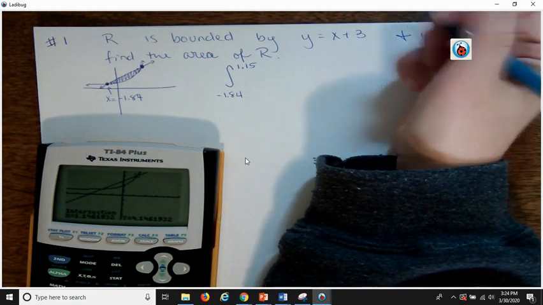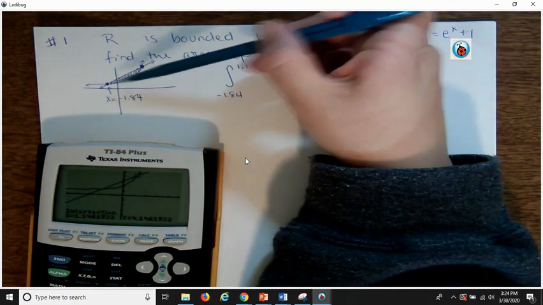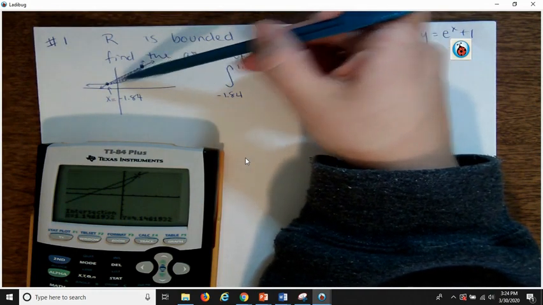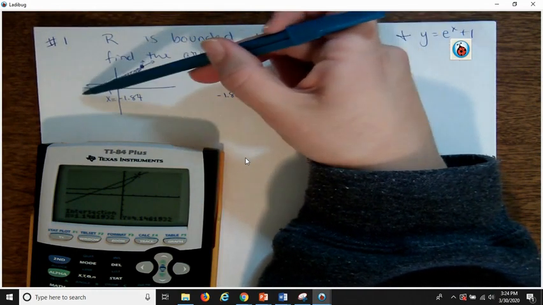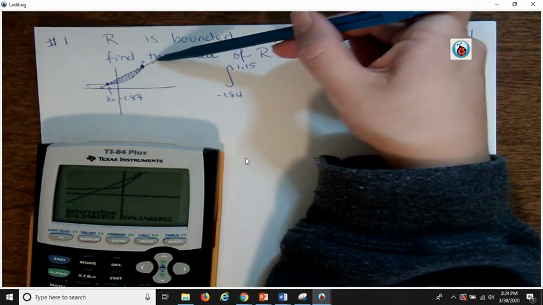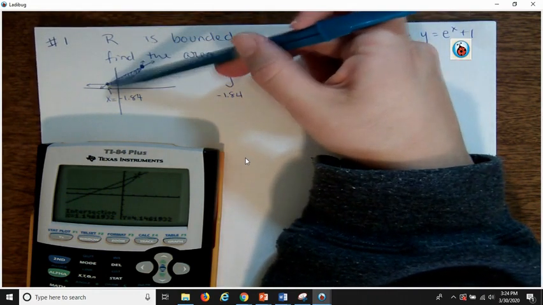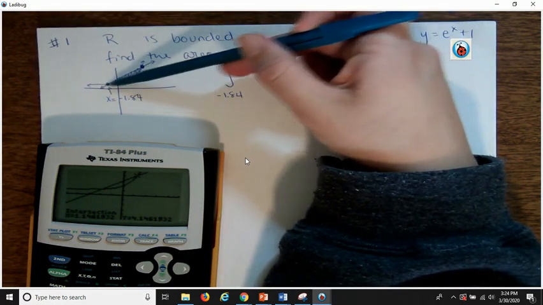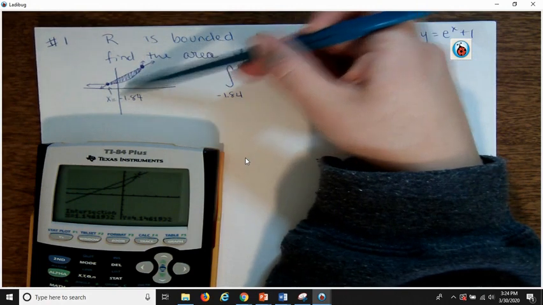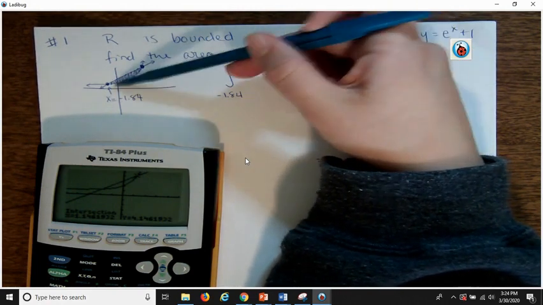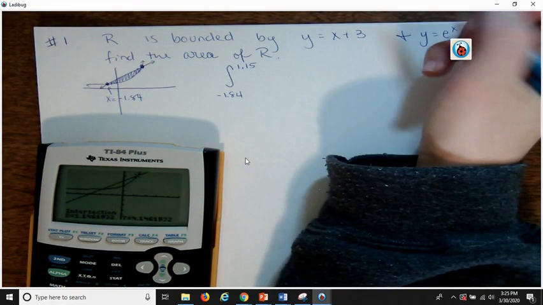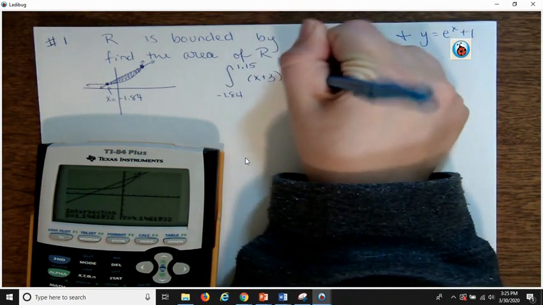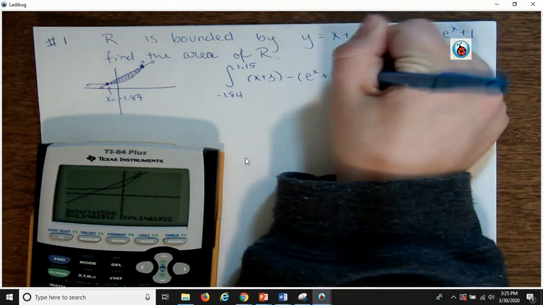Okay, now remember that when we integrate, we are finding the area under the curve. So if we're trying to find this area here, what we want to do is take the upper one and find the area under that curve. That's going to include all of this stuff here. And we want to subtract off the area under the bottom curve, which is going to take away all the extra stuff that's underneath, just leaving this shaded region right here. So we're going to have x plus 3 minus e to the x plus 1 dx.